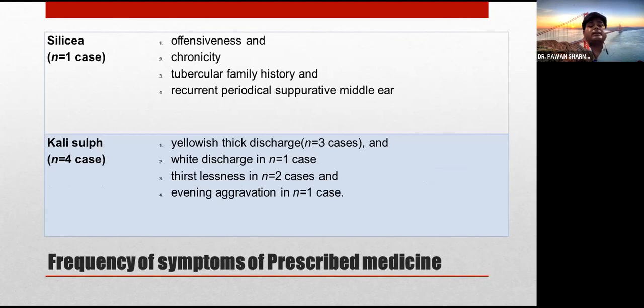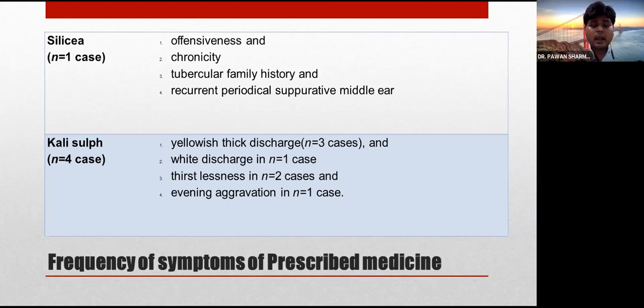Silicea was prescribed in 1 case. Remember that this case lingered: after prescription of Mercurius sol, Kali sulph was prescribed, after that a remedy for hangnail, Hepar sulph, and after that again Kali sulph was prescribed. At last the prescription was based on offensiveness, chronicity, tubercular family history and recurrent periodicity, periodical suppurative middle ear. When these symptoms were collected and Silicea was prescribed, the patient was cured.